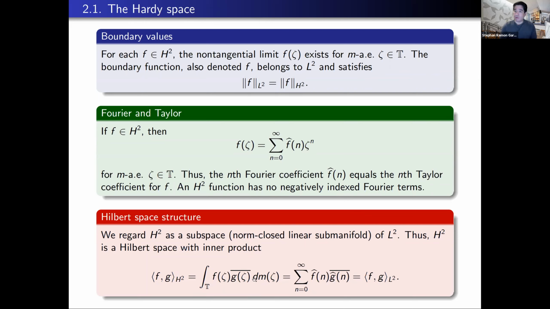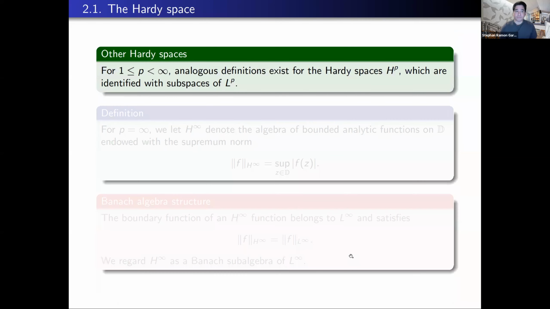You can look at the boundary functions of H2 functions and compute the inner product there, or we can look at the Fourier coefficients, slash Taylor coefficients at the origin, with equality of inner products. Now, analogous definitions exist for the other Hardy spaces HP, where P is between 1 and infinity.